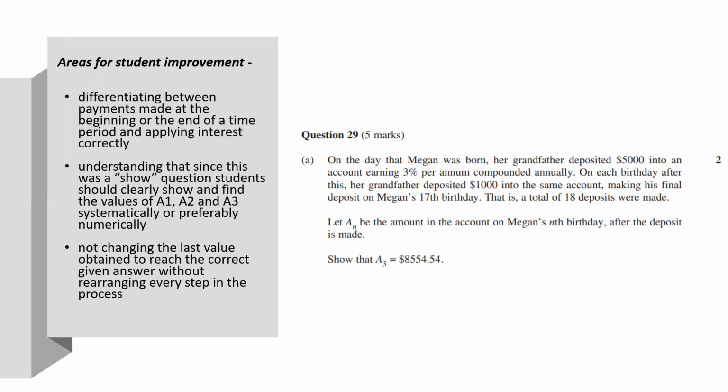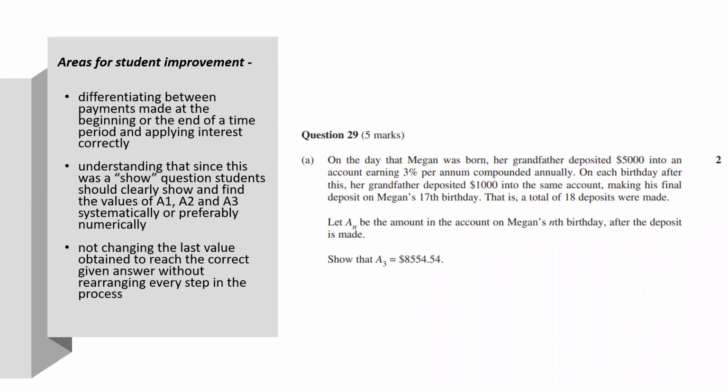Since this was a show question, students should clearly show and find the values of A1, A2, and A3 systematically. So you couldn't just create a line that's A2 or the answer for A3. I really wanted them to develop the systematic approach if they're developing a series.